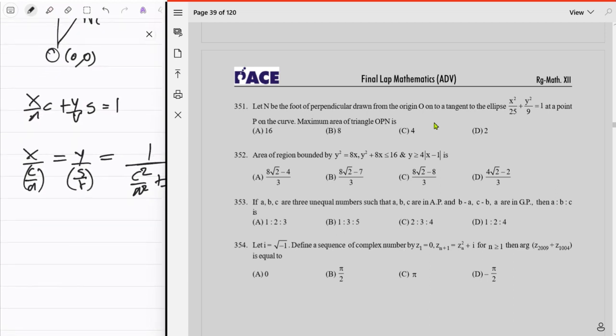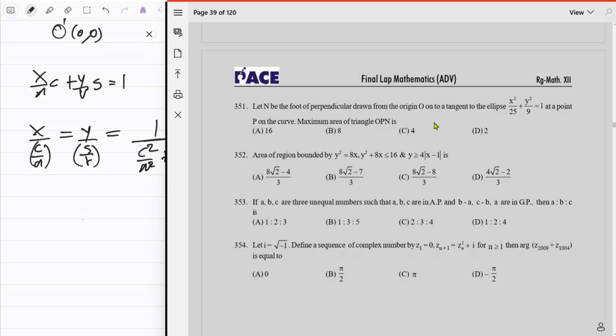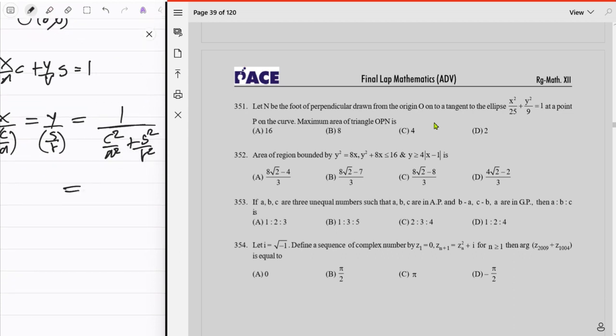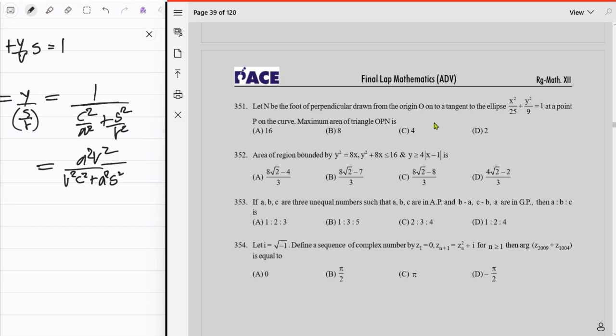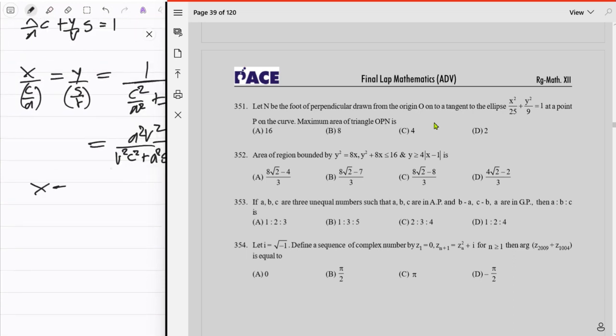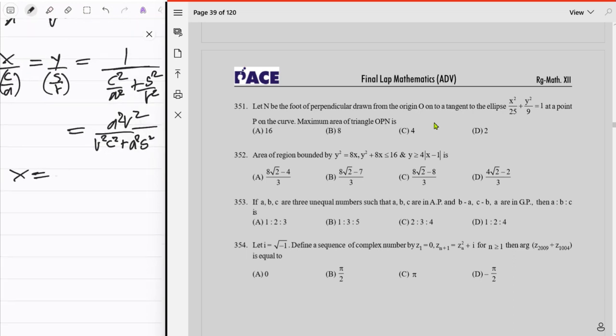Yeah. C upon A upon, okay, let's just multiply by AB or something. First of all, let's simplify. What does this actually become? It just becomes A squared B squared upon B squared C squared plus A squared S squared, or something like that. So x is just c upon a times this thing, which is ab squared c upon b squared c squared plus a squared s. This is going to be very long.